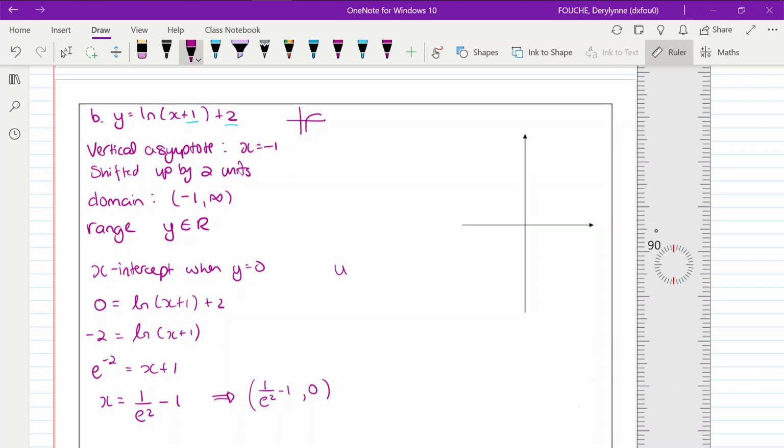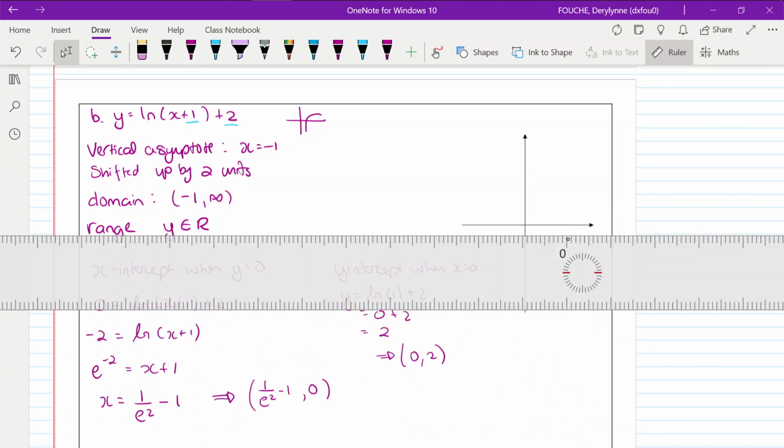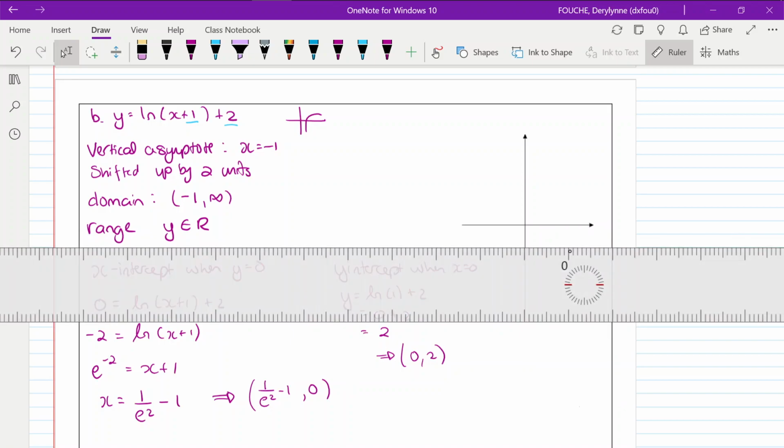And my y-intercept, when x equals 0, will be y equals ln of 1 plus 2, and ln of 1 is always going to be equal to 0, so that's equal to 2. And that gives me my 2 points that I need to be able to sketch this function along with my asymptote. Okay, so let's put it in.